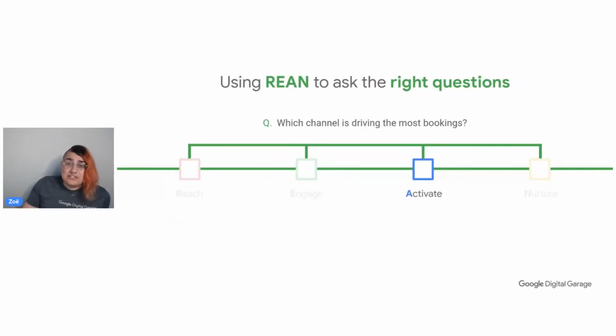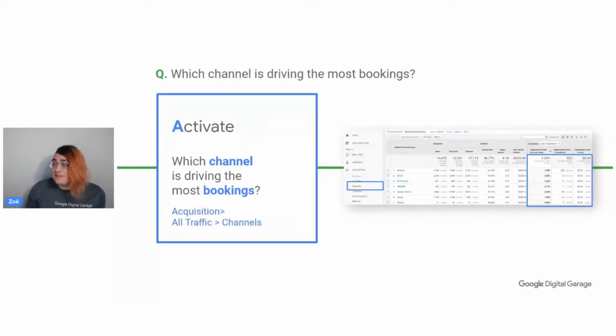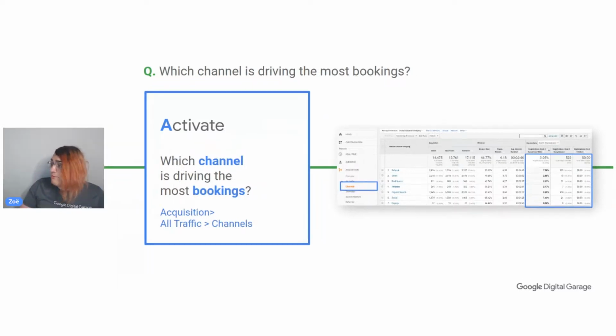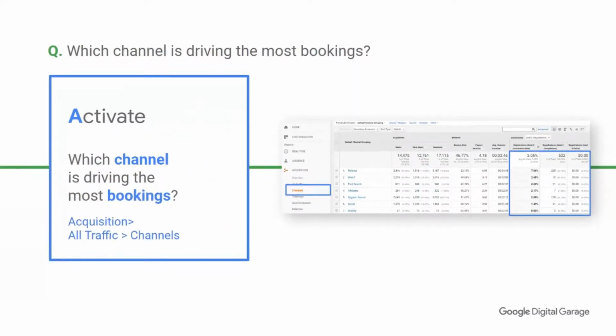Activate is next. Which channel is driving the most bookings and the most sales? So again, we can look at channels just like we were doing before. We can look at where people are coming from, and we can look at which conversions they have completed. Conversions is something we're going to look at in a second. But basically, you can set up anything as a conversion.